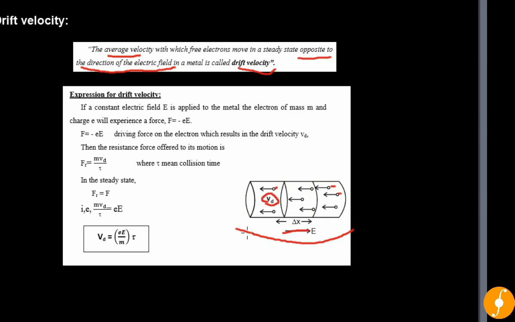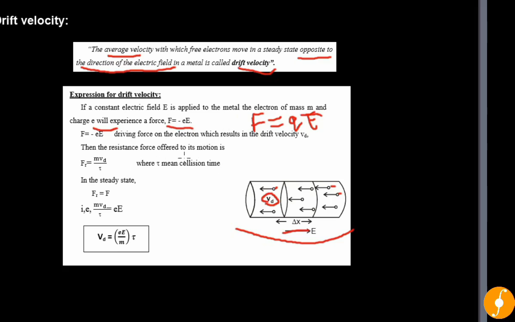Now how can we find the expression for drift velocity? We'll consider this diagram only. Here electric field E is applied, the mass of the piece of metal which we are using is m, and the charge is e. Now this charge will experience a force. The basic definition of force is F = QE, where Q is the charge. Here we use e in place of q because this is about an electron, and the negative sign shows the opposite direction, so F = -eE.